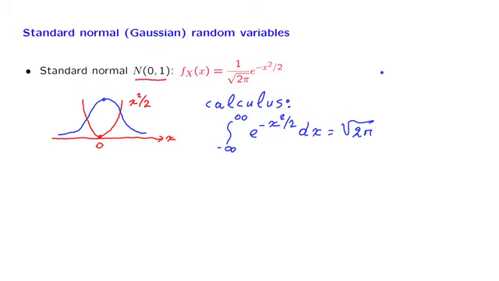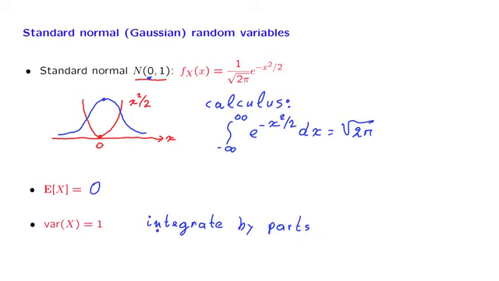What is the mean of this random variable? Well, x squared is symmetric around 0, and for this reason, the PDF itself is symmetric around 0, and therefore, by symmetry, the mean has to be equal to 0. And that explains this entry here. How about the variance? Well, to calculate the variance, you need to solve a calculus problem again. You need to integrate by parts. And after you carry out the calculation, you find that the variance is equal to 1, and that explains this entry here in the notation that we have been using.